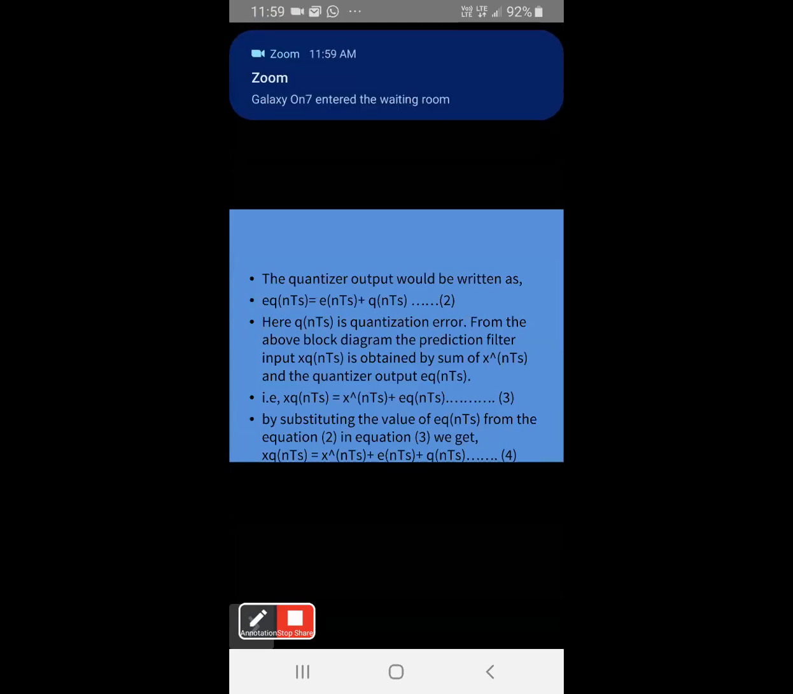So q of nTs is the quantized error, and from the block diagram, the prediction filter input xq of nTs is obtained by the sum of x cap of nTs and the quantized output. Okay na, మన prediction కి input ఏమి ఇస్తున్నాం అంటే quantized output ఇస్తున్నాం, at the same time x cap of nTs అనేది input కింద ఇస్తున్నాం. So xq of nTs value వచ్చేసరికి x cap of nTs plus eq of nTs, equation number 3.